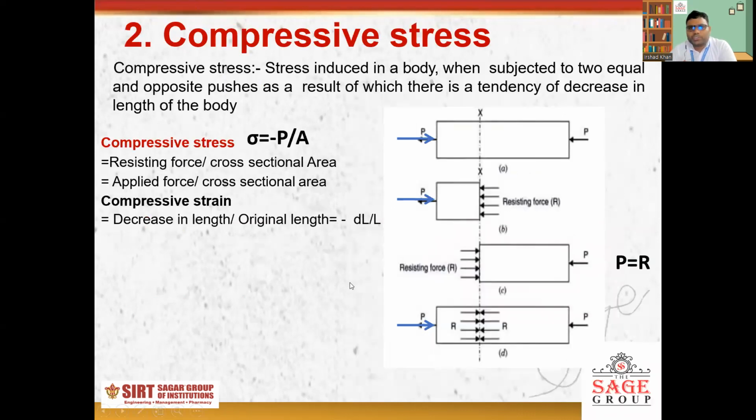Compressive stress: the same thing you can see here. When a compressive load, or you can say a direct push, is applied here, this kind of phenomenon happens, and the stress produced in this scenario will be of the compressive kind.